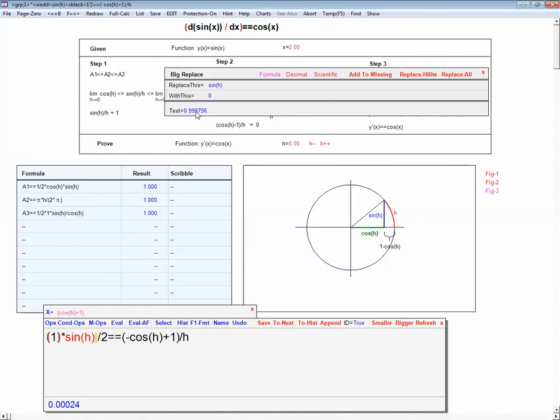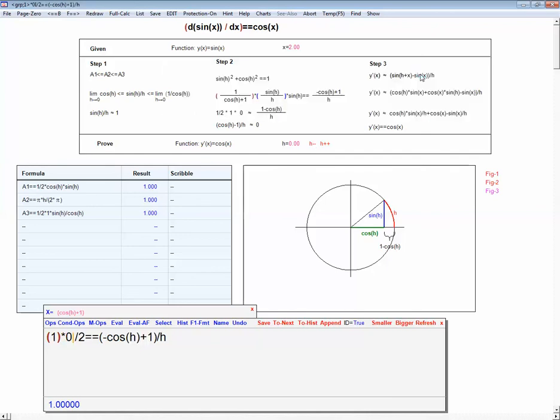And look, again, it's saying, well, yeah, that's pretty close, but it's not exactly right. And it's never going to be exactly right, but I can get it as close as I want by making h ever smaller and smaller. And there it's real close. So let's make that substitution.